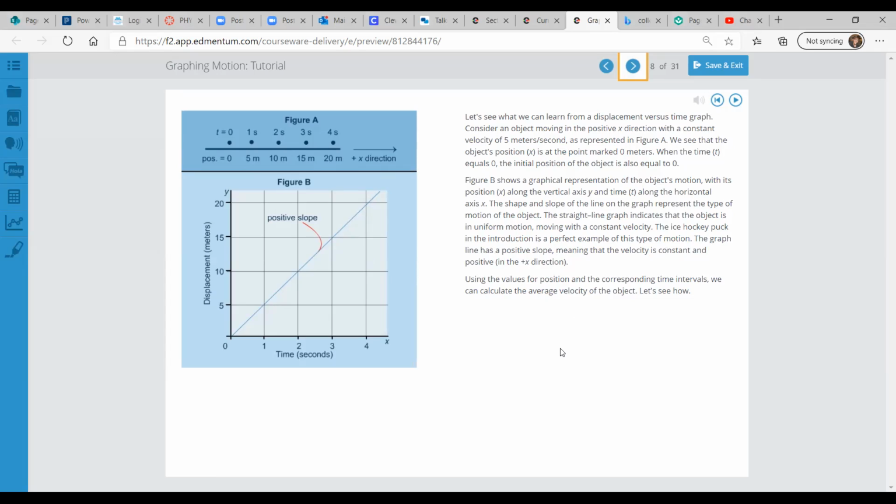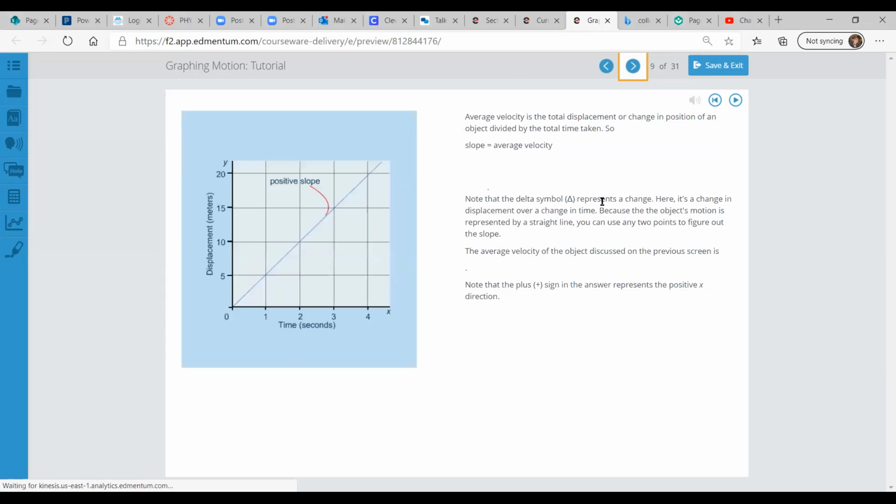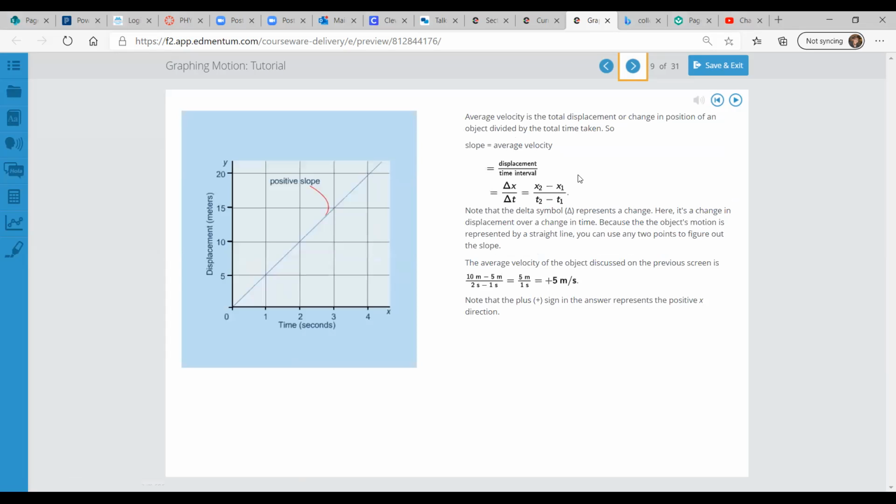Using the values for position and the corresponding time intervals, we can calculate the average velocity of the object. And we can see how in the next slide. The average velocity is the total displacement, or change in position, of an object divided by the total time. So, in other words, the slope of the line is the average velocity. Slope equals average velocity, which equals the displacement over time.